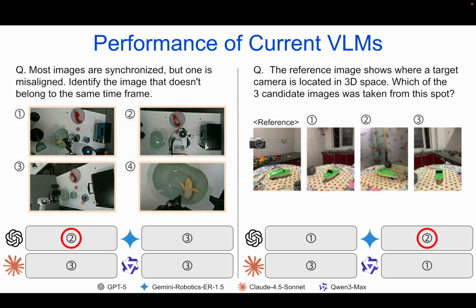Even state-of-the-art models struggle with multi-view spatial reasoning. In these two examples, models must identify temporal misalignment on the left and matching camera viewpoints on the right. Only GPT-5 succeeds in the first task, and only Gemini Robotics in the second. These failures show significant gaps in understanding cross-view relations.